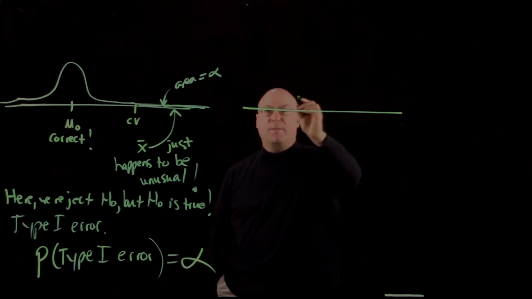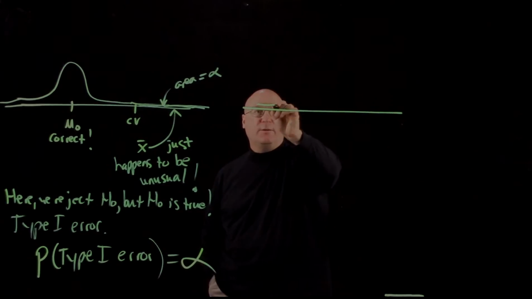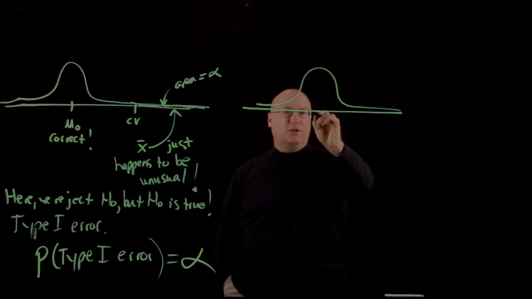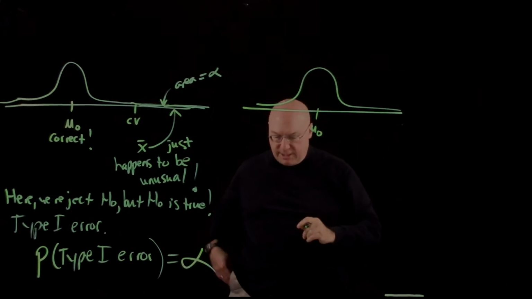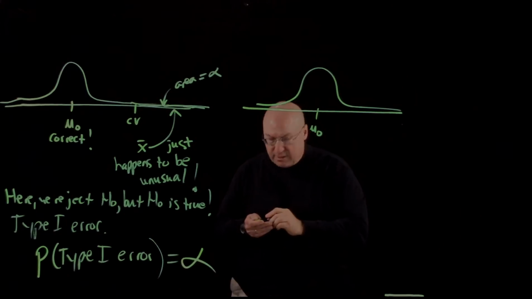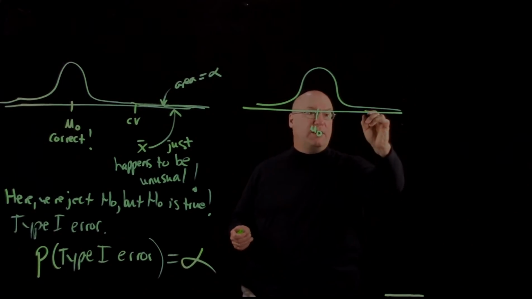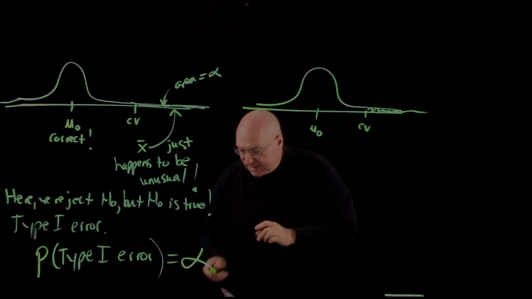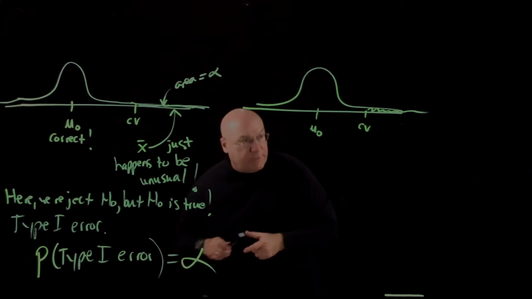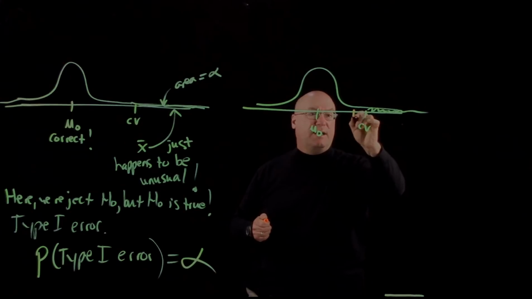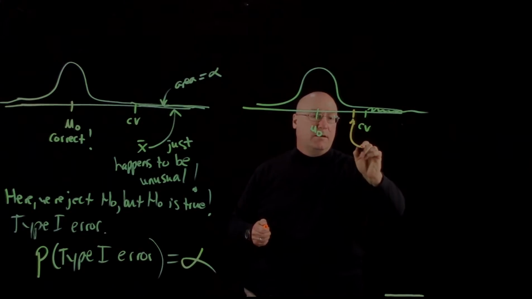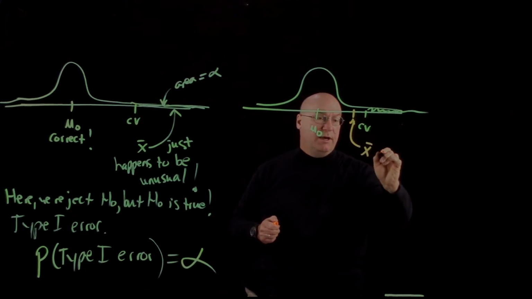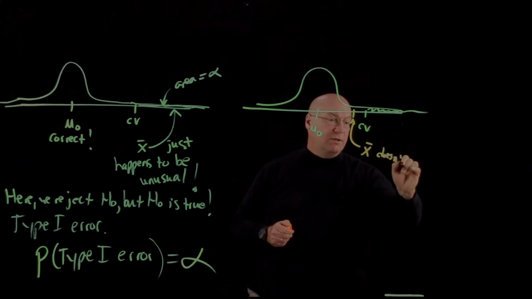So here's the picture. We come along here, and here's mu naught, all right? And maybe our critical value is out here, right? But maybe our test statistic, let me change colors here a little bit, maybe our X bar doesn't lie in the rejection region.